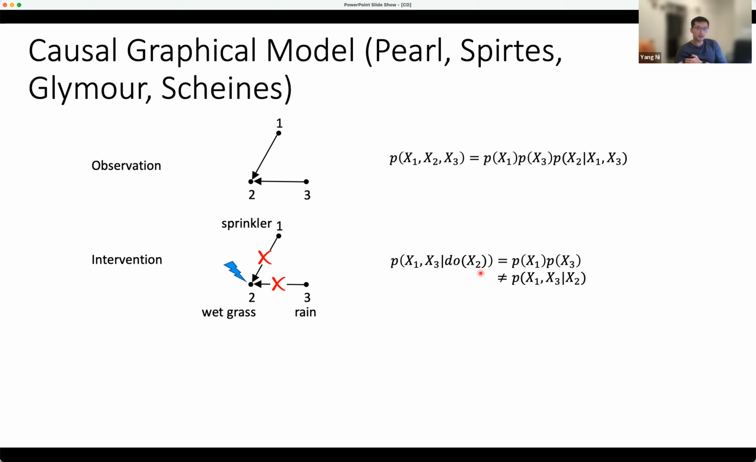On the other hand, what if, instead of observing the grass to be wet, I intervene on the grass, for example by pouring a bucket of water on it? Then it's obvious that X1, X3 will remain independent, given that the grass is wet due to intervention. So these two distributions are very different: the distribution under observation and the distribution under intervention are generally not equal to each other.